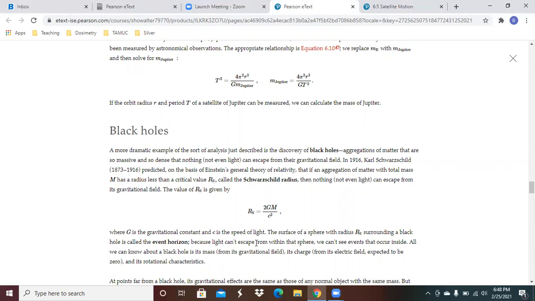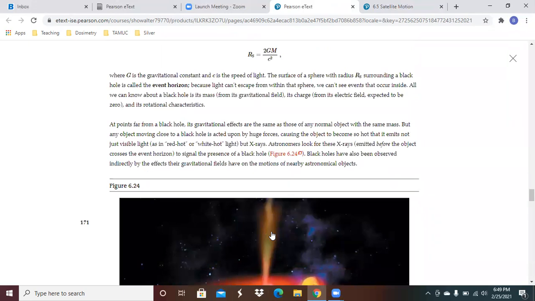So in 1916, Karl Schwarzschild predicted, based on Einstein's general theory of relativity, that if an aggregation of matter with total mass M had a radius less than some particular value, called the Schwarzschild radius, then nothing can escape from its gravitational field. And this is a calculation of the Schwarzschild radius.